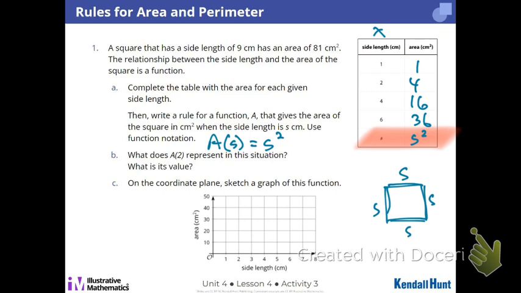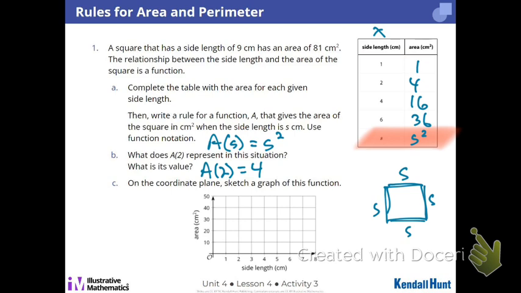So, A of 2. So I'm going to check out A of 2. So 2 comes in, what comes out? 4. And what this notation says in context, which we've been practicing the last couple days, the function of this situation, when I have side length 2, my area is 4. Okay?